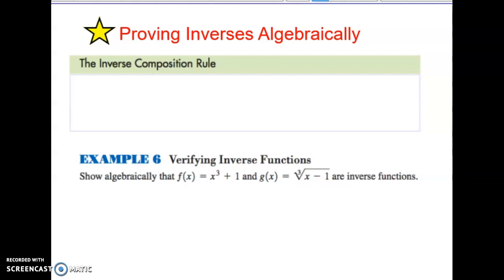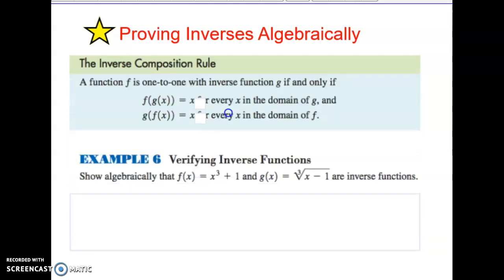One of the most important things that you will ever do, at least in this unit, is proving inverses algebraically. Basically, we're going to use composition of functions, which we have already been practicing, and we're going to put some things together. So we have the inverse composition rule. Whatever our f function is, we're going to take our f function, and then plug the inverse into it. So we're going to plug the inverse into the original, and you have to go both ways.